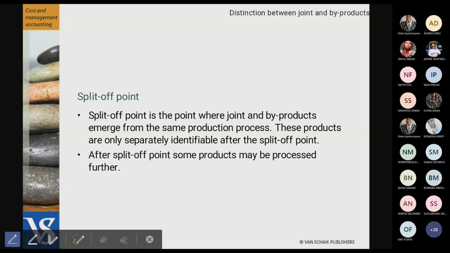To have a picture of what we're talking about, just think again of the production line from chapter 12. This is the production line that you are familiar with from that chapter. So this is your 100%. You bought your sheep for 10,000 rands. That's your joint cost. You slaughter it, that's your process. You start the process of slaughtering this sheep. Then when you come to this point, this is the point that we're talking about, the split-off point.